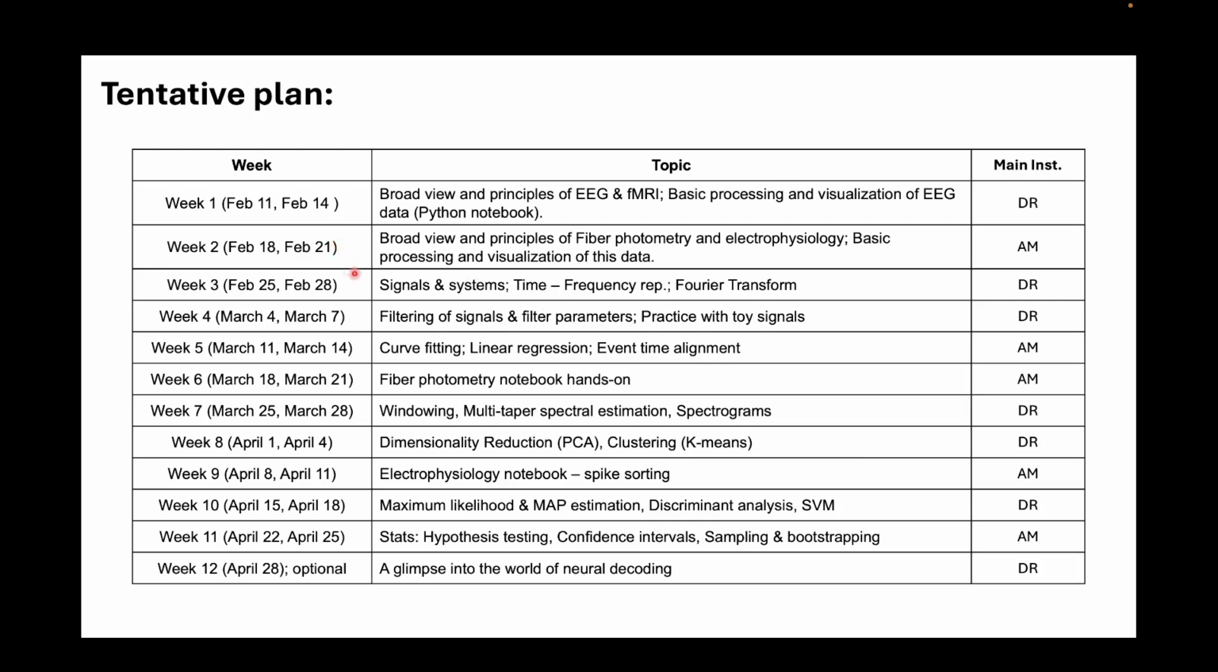So for example, in week 3, you see signals and systems, time-frequency representation, and Fourier transforms. Deepak is covering that, but this is as useful in fiber photometry as it is in fMRI or EEG data. It is not fully independent. We have made it such that we cover the concept first, and accordingly the notebook comes afterwards. So it's not two independent courses. It would be very advantageous if you could attend all the classes, so that you don't miss the connection or the theory or mathematics behind it. You can go through the tentative plan here.